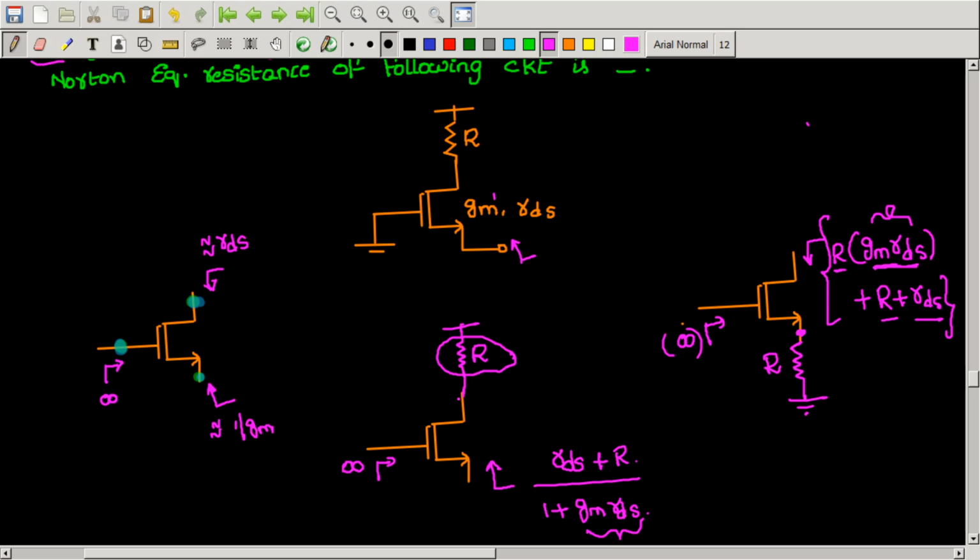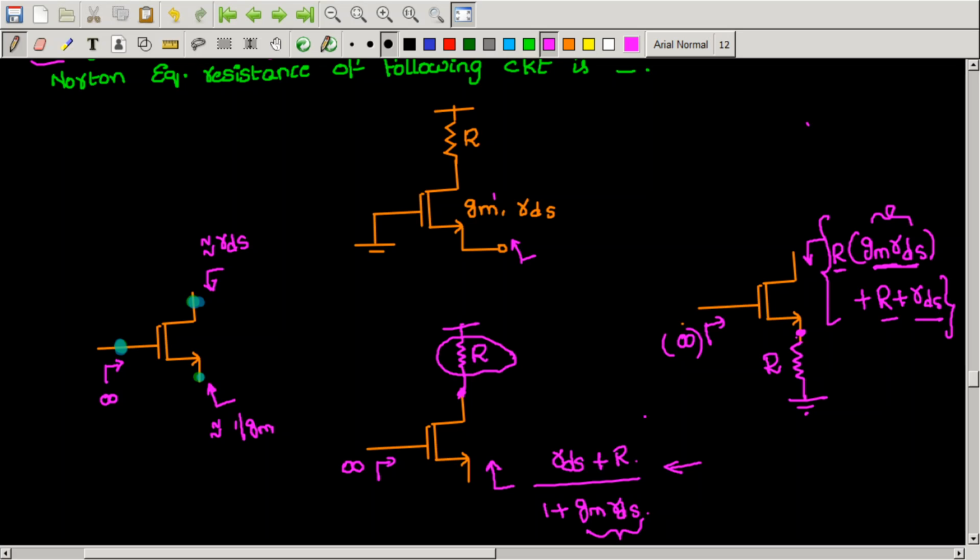Please remember these two formulae, these are very important. Once again, let me repeat that. When a resistor is connected to the drain of the MOSFET and you are looking from the source, that drain resistor will be approximately divided by the intrinsic gain of the MOSFET, but the actual formula is this: the resistance will be RDS plus R by 1 plus GmRDS. And similarly, when a source resistor is added and you are looking through the drain of the MOSFET, the equivalent resistance will be R into GmRDS plus R plus RDS.